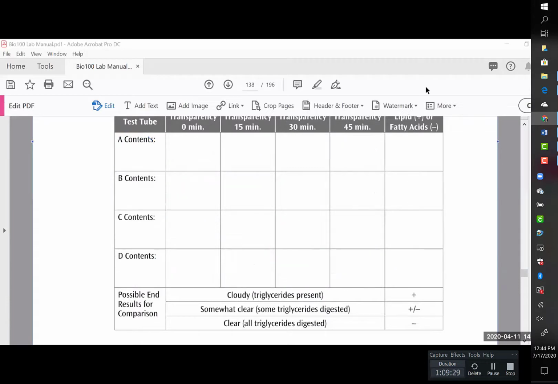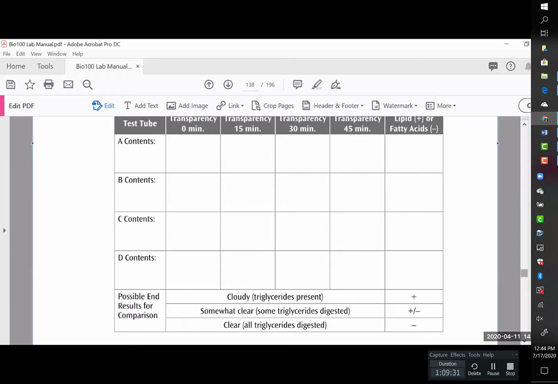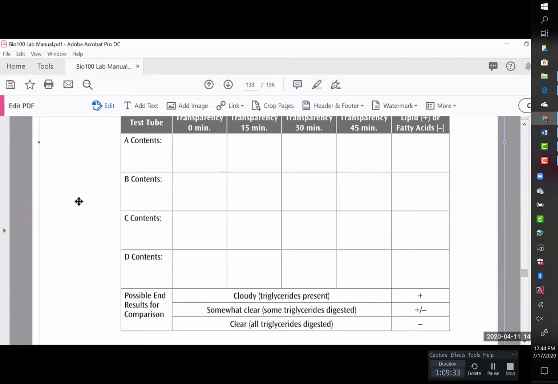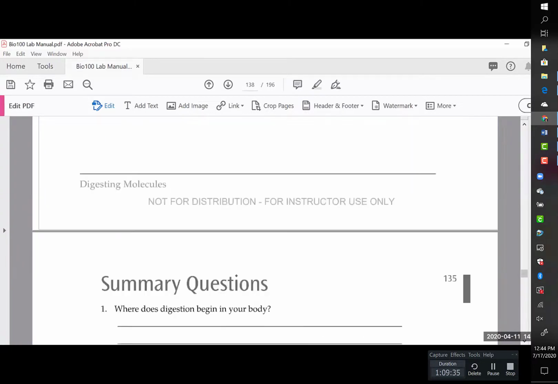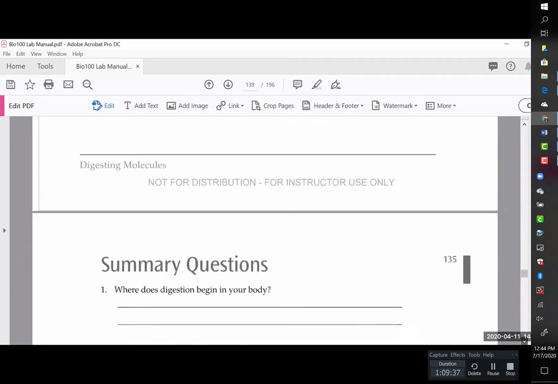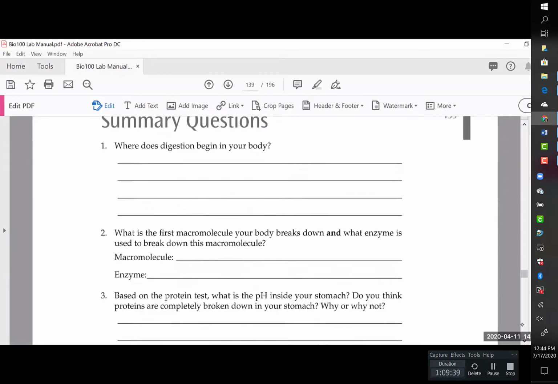And then what I want to do is go through the last few questions for us. So in terms of the lab report questions, number one, I'm actually going to answer these for you because it's really question number 5 that we're interested in for this lab in terms of you filling it all out. So number 1, where does digestion begin in your body? Well, if you watch the videos, digestion begins in your mouth. And so you can simply answer that with your mouth.